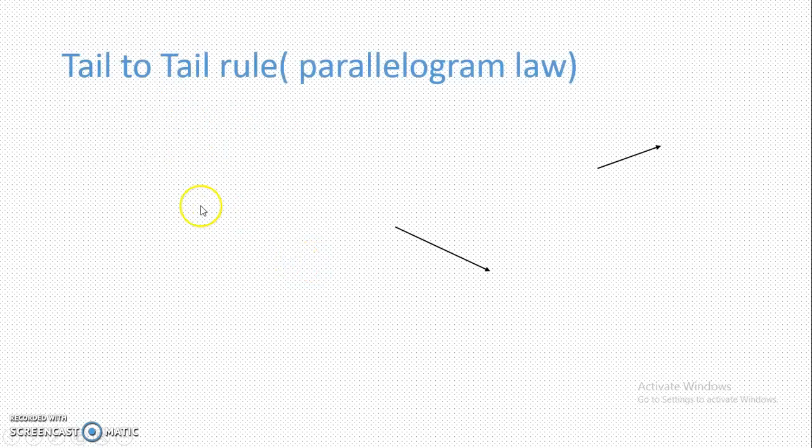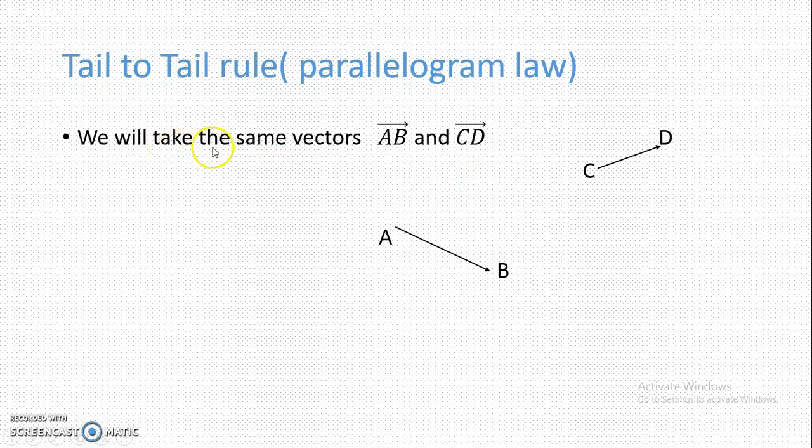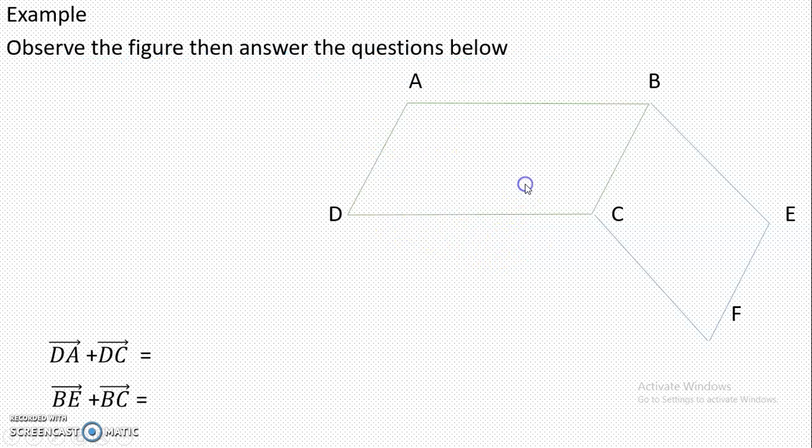Let's continue. Now we want to do the tail to tail rule, which is the parallelogram law. We're gonna take the same vectors AB and CD. This is vector AB and this one is vector CD. Last time we started with B. Now we're gonna start with A. From A we draw a vector equal to CD. Then we complete the parallelogram, as we can see, and the diagonal from A will be the vector of addition of AB and CD.